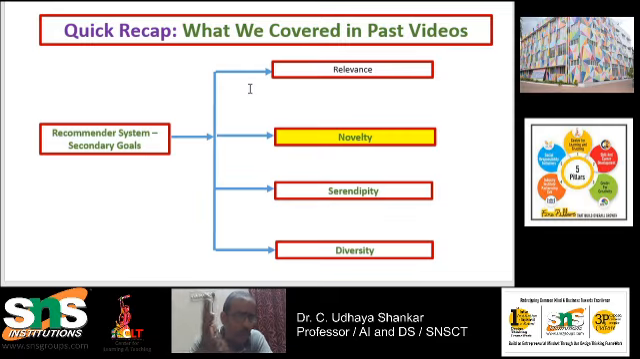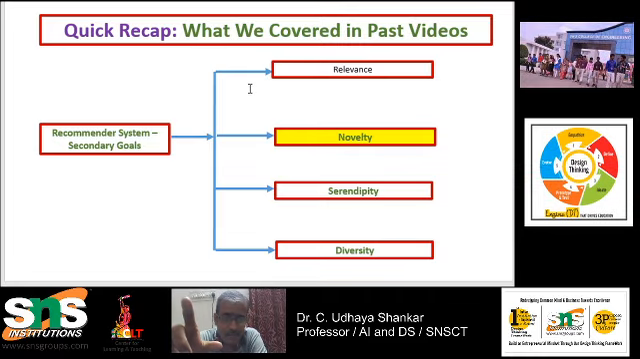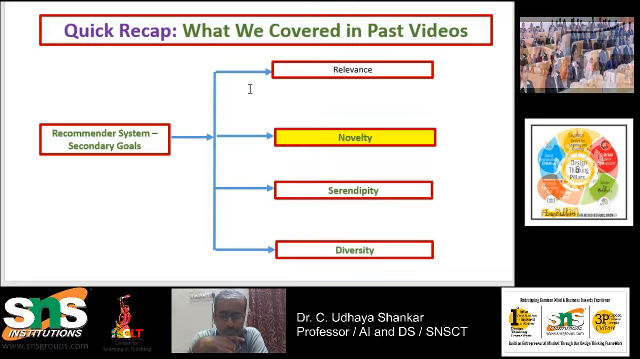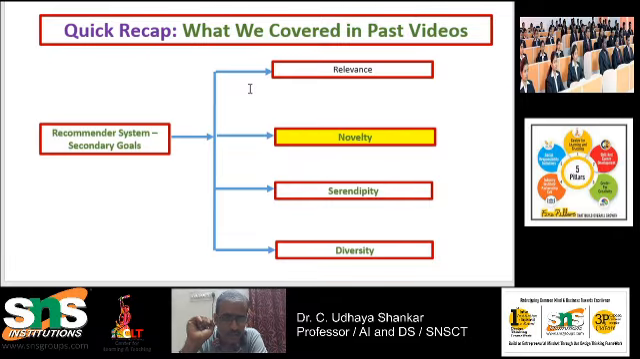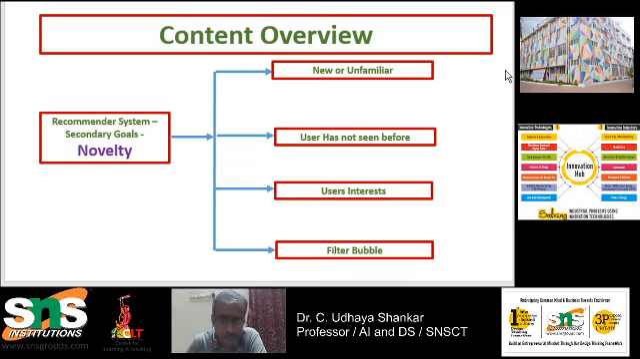So from the recommender system's perspective, novelty is nothing but the degree to which the recommended item is new or unfamiliar to the user. Is it right? It is a degree. It is a degree to which the recommended item is new or unfamiliar to the user. Hope you are clear. Okay. So this is what the novelty definition is all about.